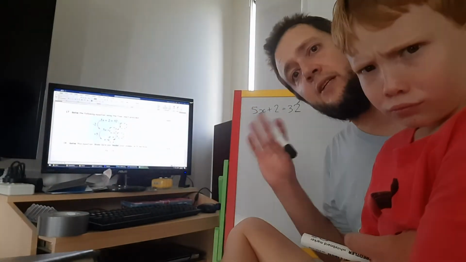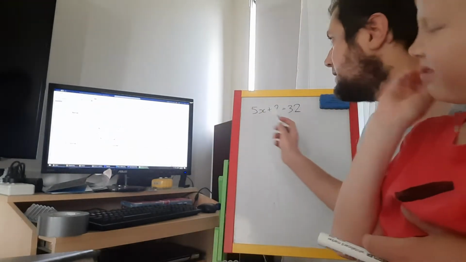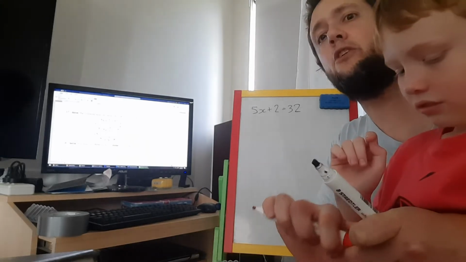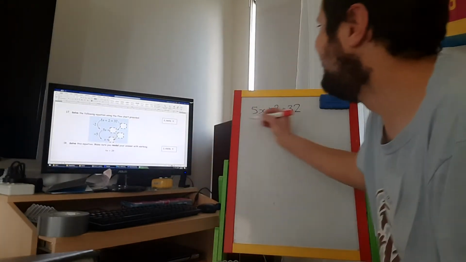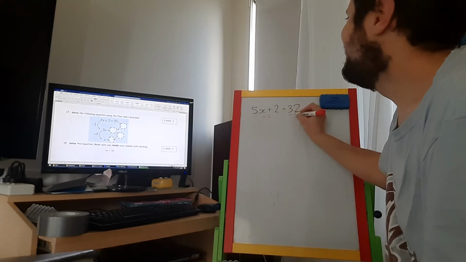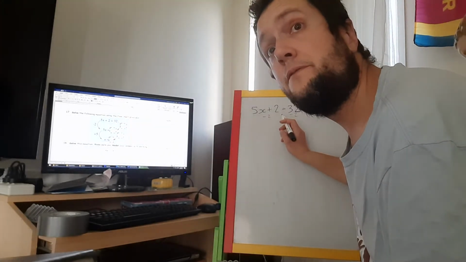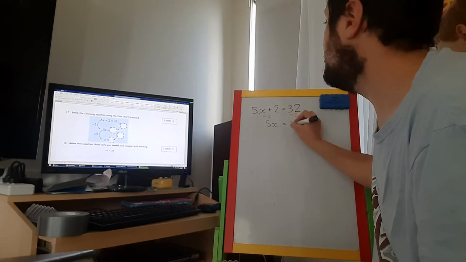Alright, question 17 guides you on solving a two-step algebra question. Starts with this problem. 5x plus 2 is 32. Now, what's the first thing you do in two-step algebra with a question like this? Do your addition subtraction first, right? What's the opposite of adding 2? Taking 2. So we're going to get 5x is equal to 30.